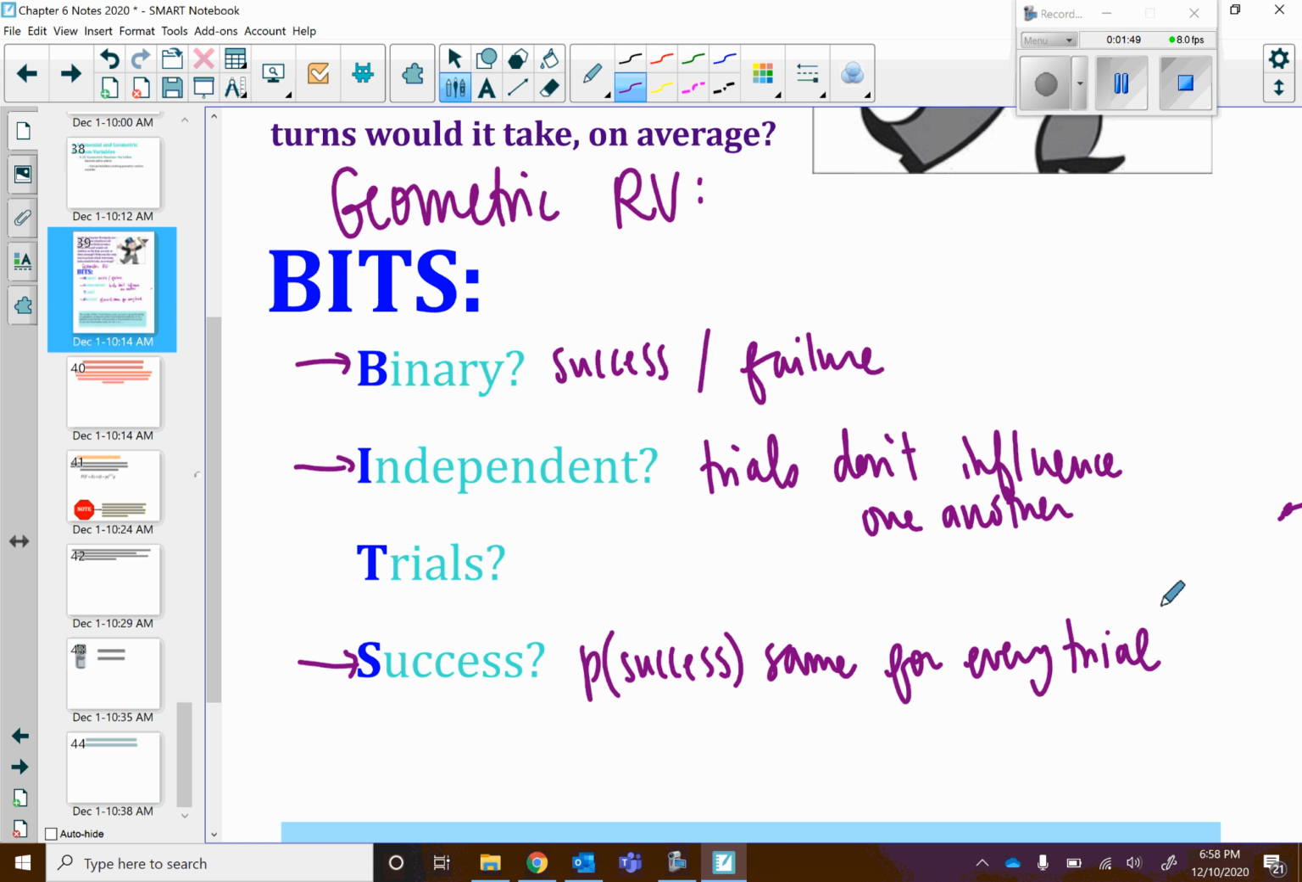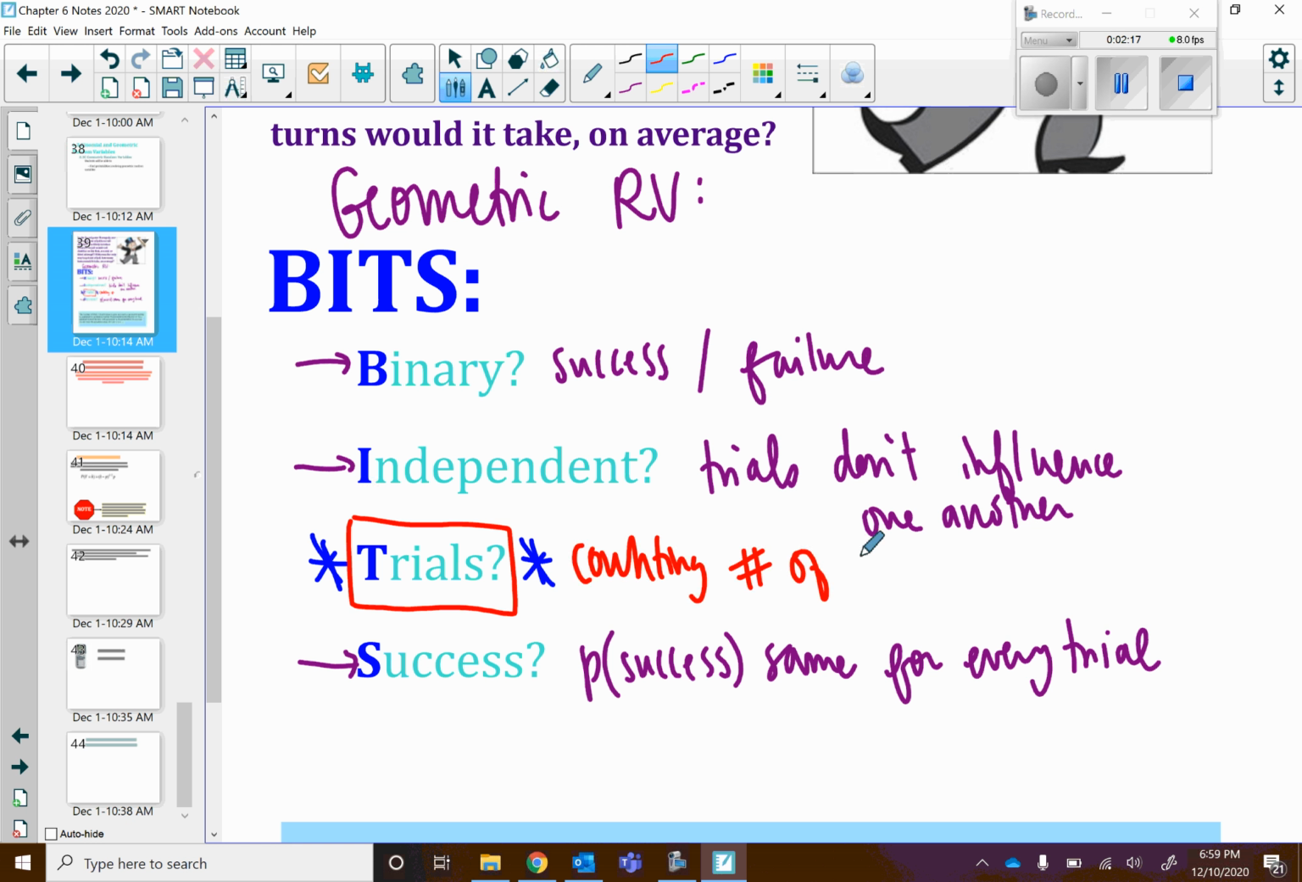The only thing that is different is not BINS, where n, the number of trials, is fixed, but it's BITS, where the word in question is trials. Meaning the difference in a binomial random variable and a geometric random variable is that in a geometric random variable, we are counting the number of trials until a success.